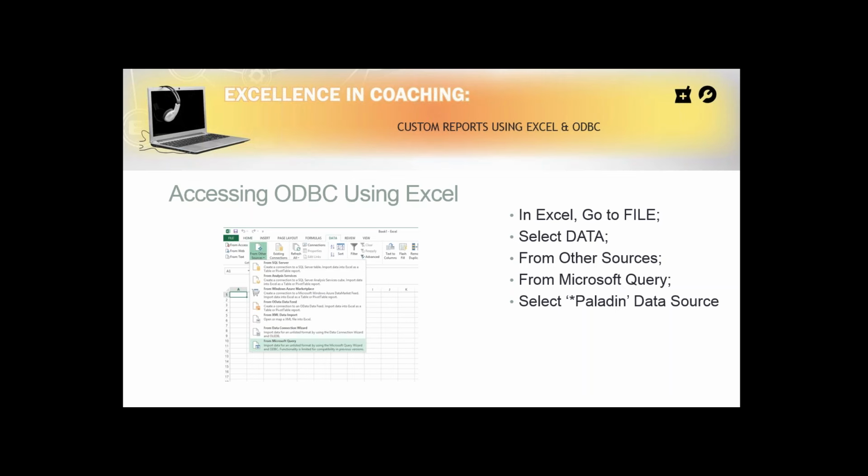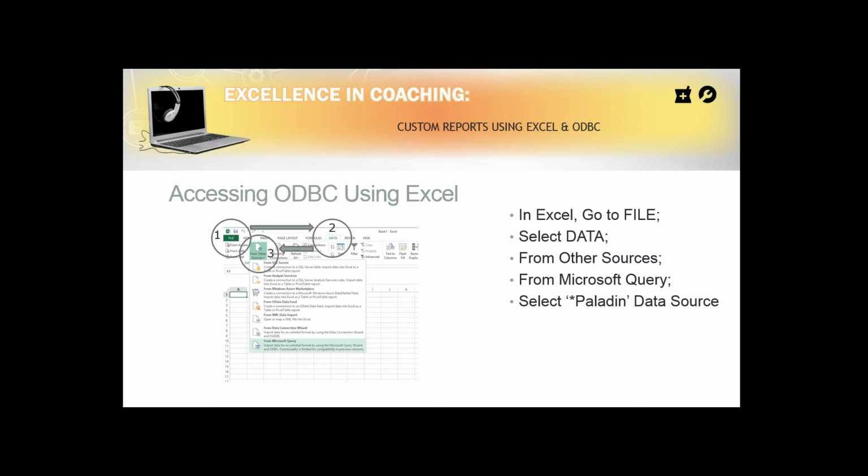So the first thing is you have to have Excel, and second thing is you have to have Paladin. And normally, we set up the ODBC connector on Terminal 1. Very important to know. So first step, go to Terminal 1, bring up Excel. All right, go to File. After you click File, you're going to click on. So that's step number 1. You can see the little circle there. Step number 2, click on Data.